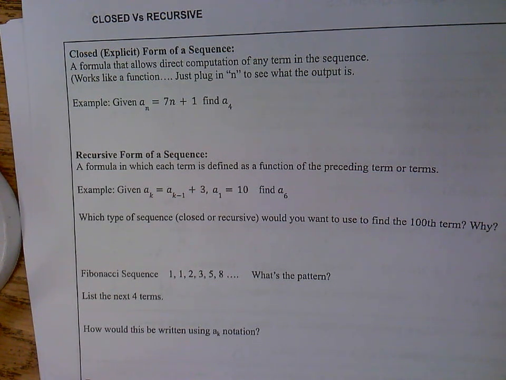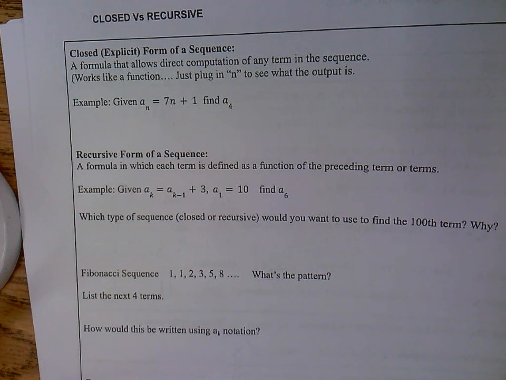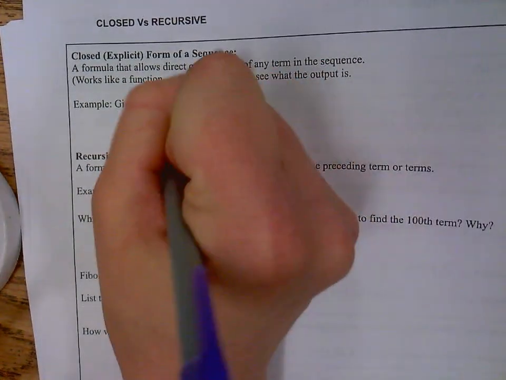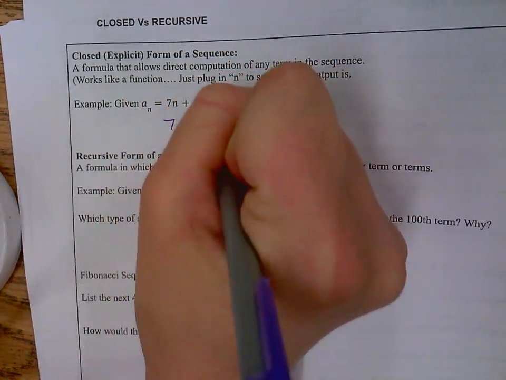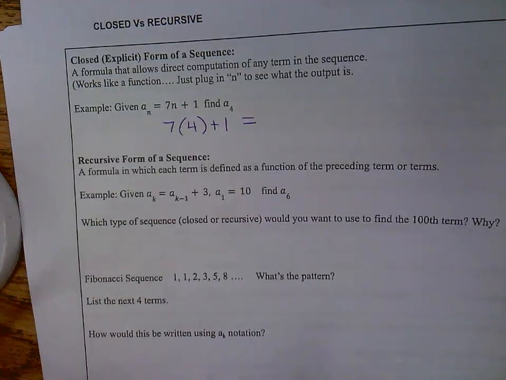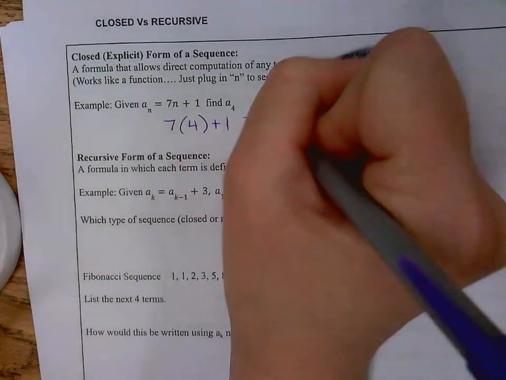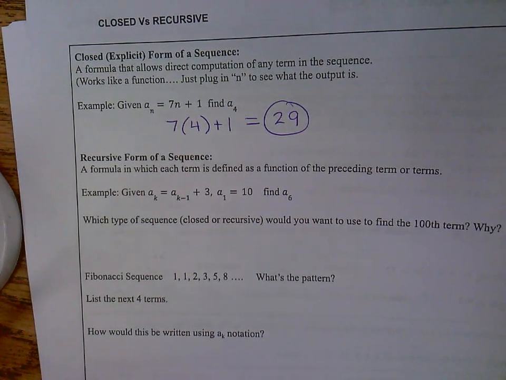So let's do one more. Plug in 4 and see what you get. Because I want to compare that with a recursive form. I think you will like closed and you might not like recursive. So if I plug in 4, 7 times 4 plus 1 comes out to how much? 29, right? 7 times 4 is 28. Plus 1 is 29. So that's closed.